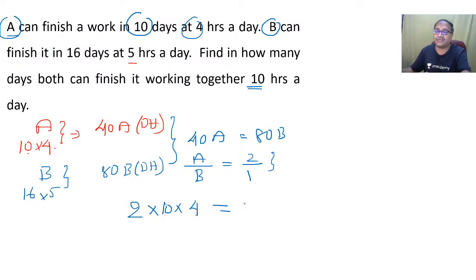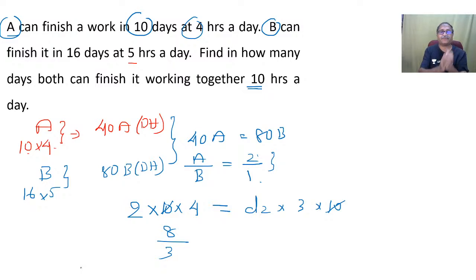So how many days? Let's assume the days is a question mark, where the efficiency is 3 parts, and per day they are working for 10 hours. So I'll get the days. Let's check that you have rightly worked out. Yes, you have correctly worked out. The 10 gets cancelled, and the days is equal to 8 by 3.